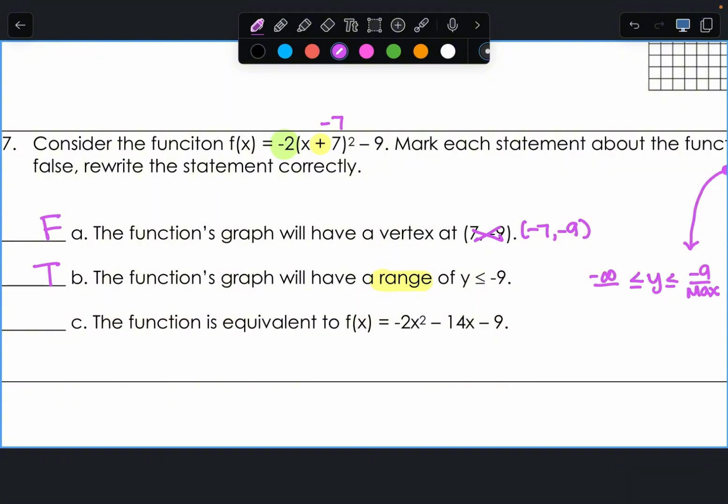Now, see, the function is equivalent. That one is written in standard form. So what do you have to do? Solve it. Just to save time, when you solve it, you're supposed to get 2x squared minus 28x minus 107. So this one was false.